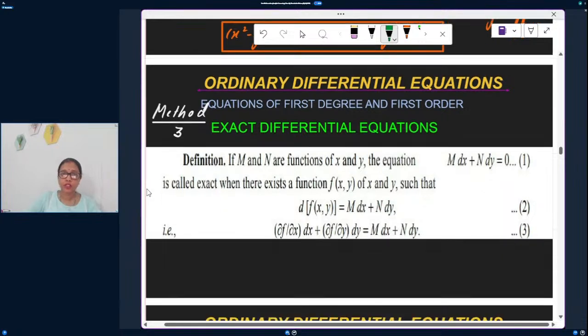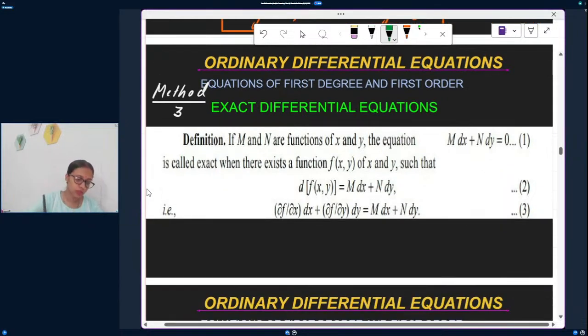Let's see. First of all, just like the homogeneous differential equation, first you figure out whether you can apply such a kind of method, whether this is homogeneous. If it is homogeneous, then we apply the method that is used in homogeneous. Similarly, first I'll figure out whether it is an exact differential equation or not, and then I'll apply the methods to solve exact differential equations.